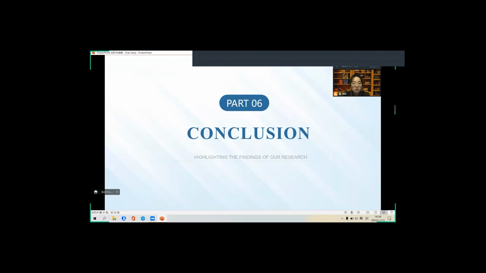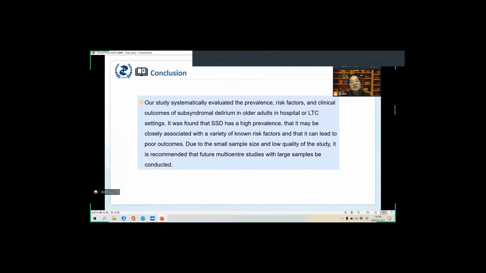Finally, I will conclude this work. Our study systematically evaluated the prevalence, risk factors, and clinical outcomes of subsyndromal delirium in older adults in hospital or long-term care settings. It was found that subsyndromal delirium has a high prevalence, that it may be closely associated with a variety of known risk factors, and that it can lead to poor outcomes. Due to the small sample size and the low quality of the studies, it is recommended that future multicenter studies with large samples be conducted.